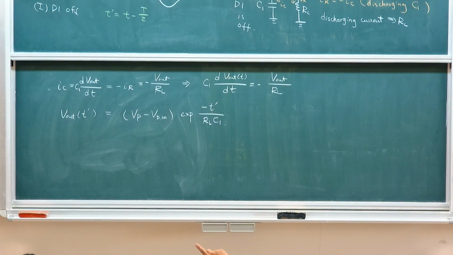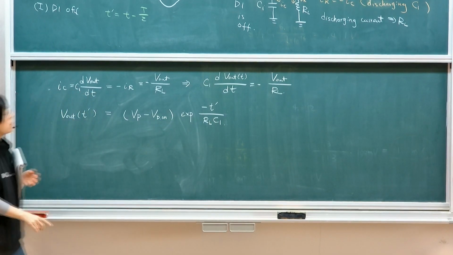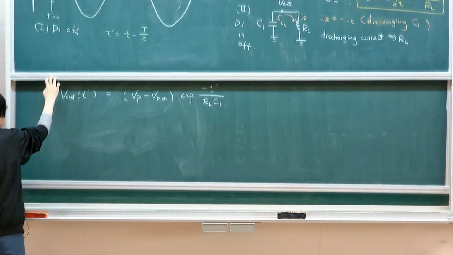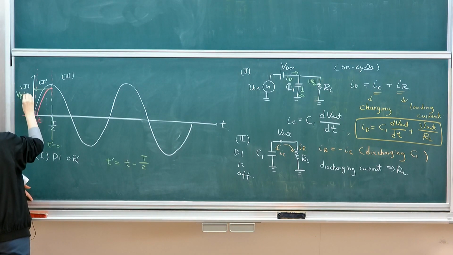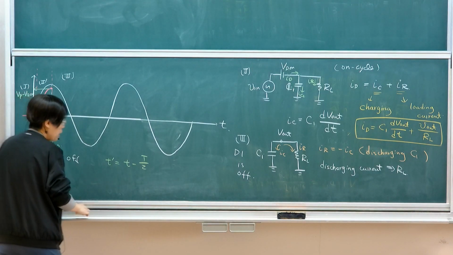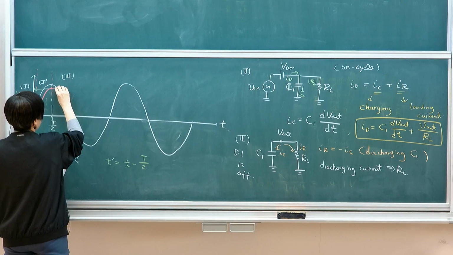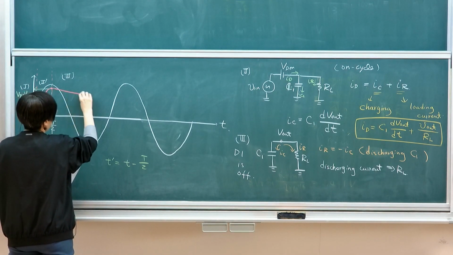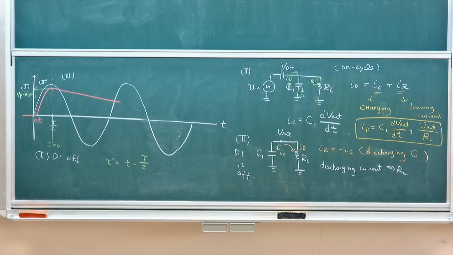So what do you expect your output will be? It will be dropping from the peak point. This is the boundary condition. When T equals 0, it starts at VP minus VD on. That's your peak level. So this tells us that at this particular point, your level is VP minus VD on, right? And it's supposed to decay exponentially. So starting from this point, it will decay exponentially. So it's supposed to go like this. Okay, so that will be your period 3 when the diode is off.